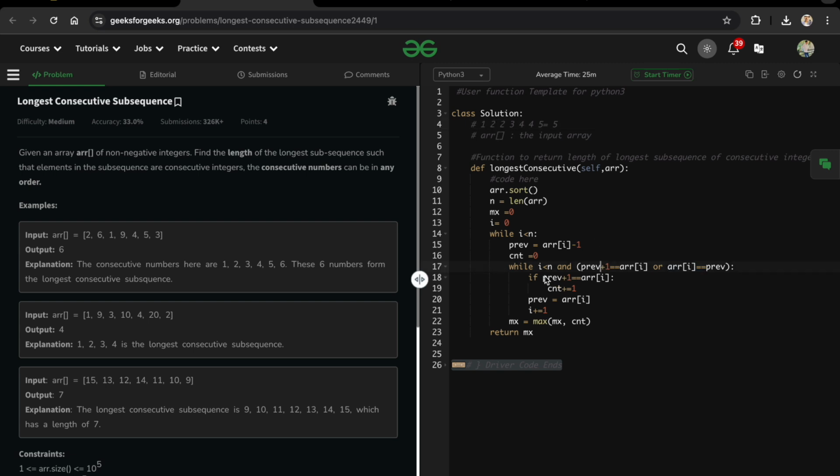If the array element is equal to the previous plus 1, that means, let's suppose we have a 2 and previous was 1, so we have to increase our count. After that, previous equals array of i, and i plus equals 1 for index increasing. Then we are taking the maximum count, and here we are returning the maximum one. Yeah, so this is for this problem.